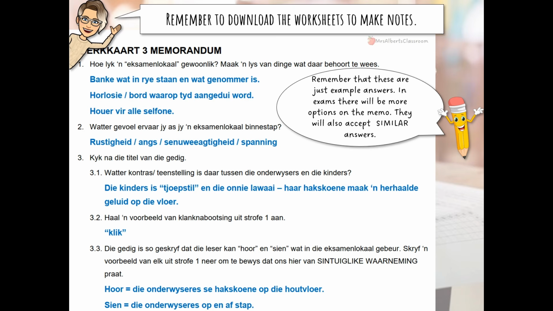3.3, die gedig is so geskryf dat die leser kan hoor en sien wat in die eksamenlokaal gebeur. Skryf 'n voorbeeld van elk uit strofe 1 neer om te bewys dat ons hier van sintuiglike waarneming praat. So the poem is written in such a way that you can hear and see whatever is happening in the exam venue. You have to now take out of stanza 1 examples of hearing and seeing to show that there is sintuiglike waarneming. As with the previous poem, wetenskapsmannetjies and ken jy die see?